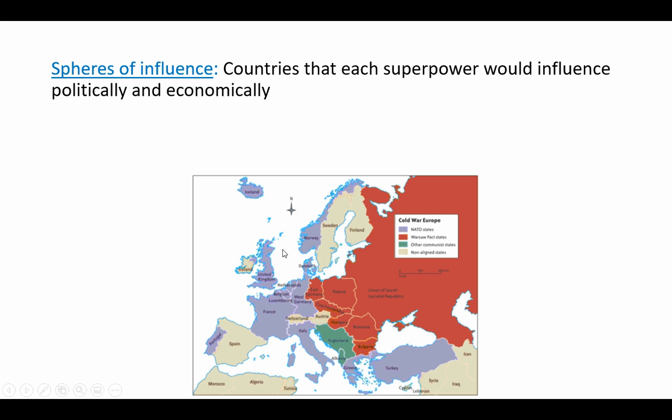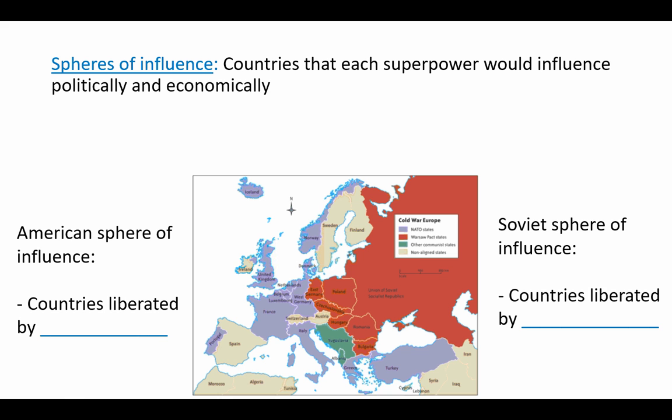So if you take a look at the purple countries, these countries came under the sphere of influence of the United States, right? They became Western-style liberal democracies that embrace capitalism and free market economies and democracy, whereas the countries that are in orange, these came under the sphere of influence of the USSR.